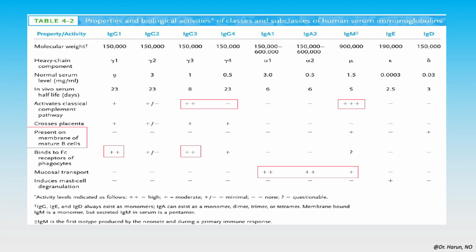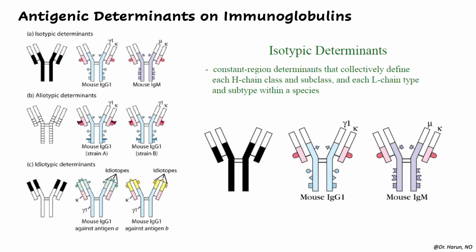Okay, this is the table showing that the activity levels, for example, whether it's high, moderate ataupun minimal or none or questionable for the properties and biological activities of classes and subclasses of human serum immunoglobulin. Okay, just for your Manakala this one adalah antigenic determinants on immunoglobulin, terdapat 3 iaitu isotopic determinant, allotypic determinant dan idiotypic determinant.